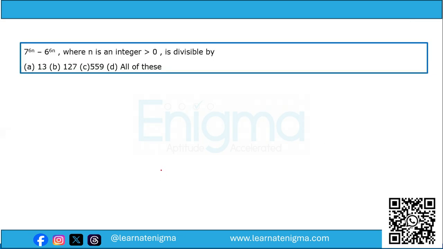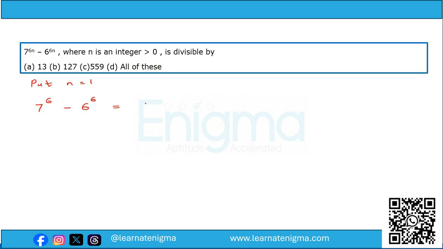7 raised to 6n minus 6 raised to 6n, where n is an integer greater than 0, is divisible by. Now, let's assume that n is equal to 1. So therefore, we have 7 raised to 6 minus 6 raised to 6.